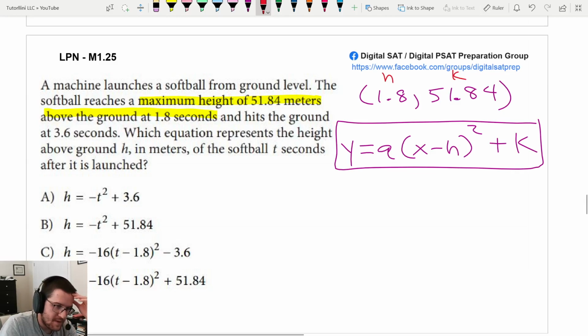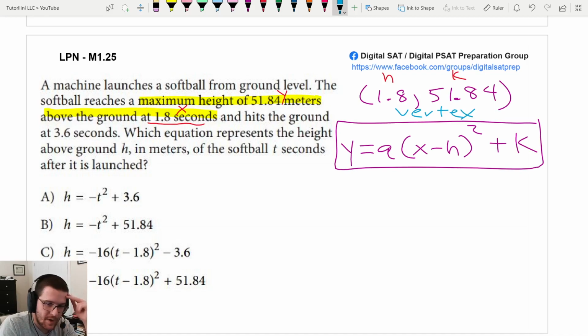And notice how I put the 1.8 first, because x is time. So make sure that you put the 1.8 as your x, and then the 51.84 is your y. That is really important. See how they kind of gave it to you in the reverse order? Lots of people would have written 51.84 comma 1.8. They would have gone to do the rest and they would have gotten it wrong. So just be careful with that.